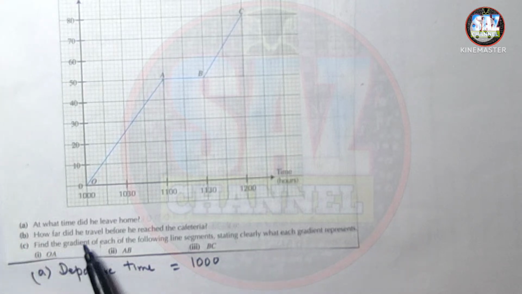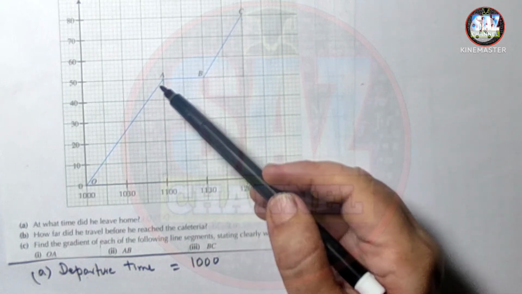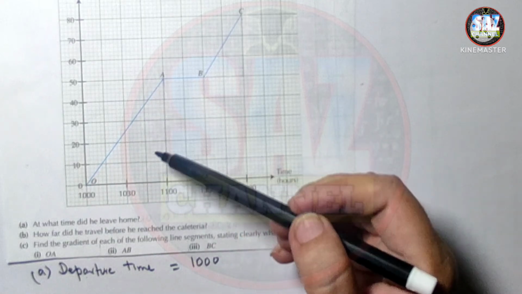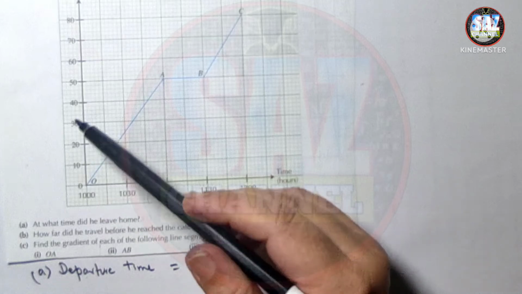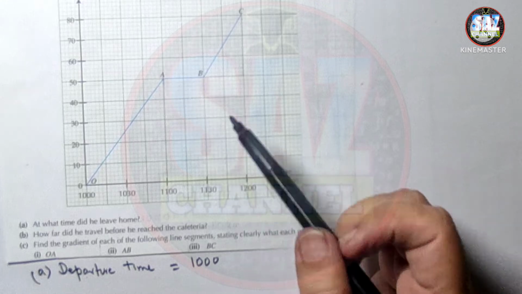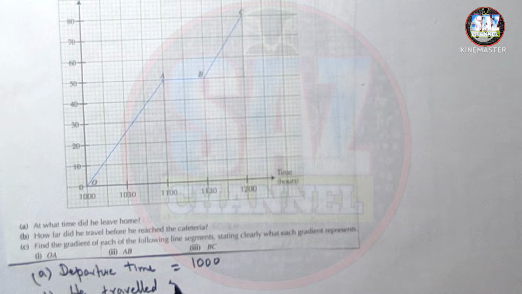How far did he travel before he reached the cafeteria? How far means how much distance he has traveled. If you look at the graph, we can see that from 0 to 50 is the point where he has stopped for the first time. So for part B, how far did he travel before he reached the cafeteria? He traveled 50 kilometers. Very easy question, 50 kilometers.